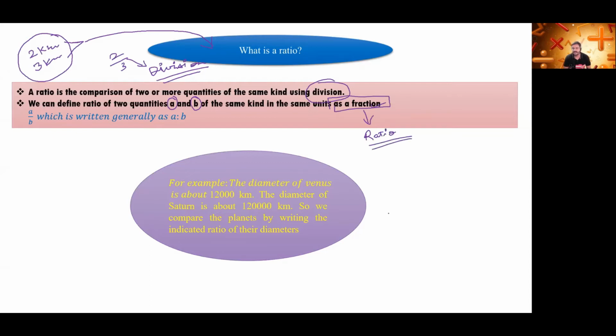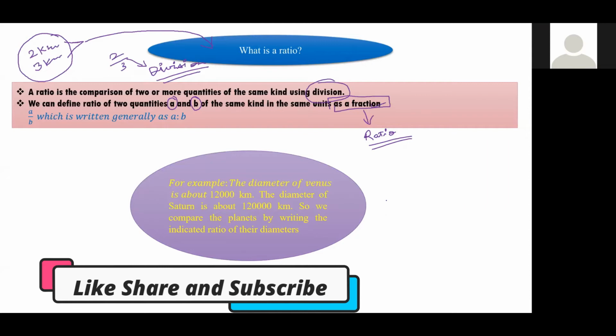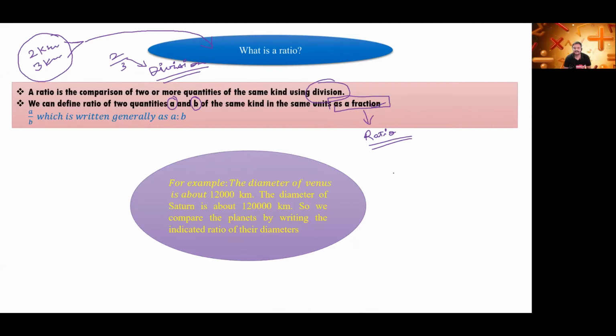And what is the definition of fraction? Yes, Palak. What do you mean by a fraction? Sir, a fraction is that we represent as a part of whole. Okay, we represent as a part of whole. Fraction is represented in the form of A by B, where B should not be equal to 0. And these A and B are what? Whole numbers, yes. So ratio and fractions are the same only.